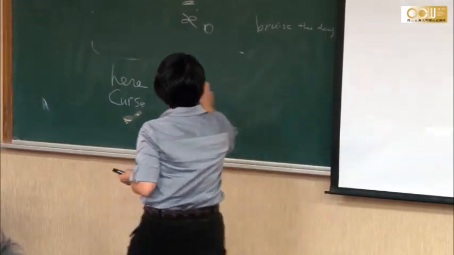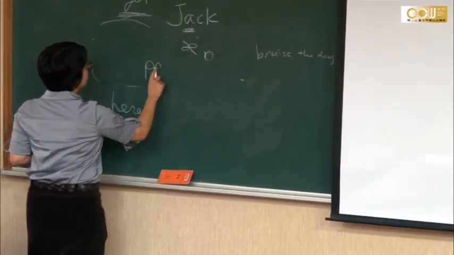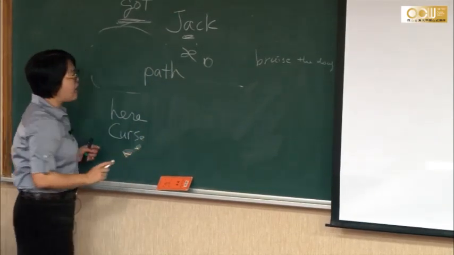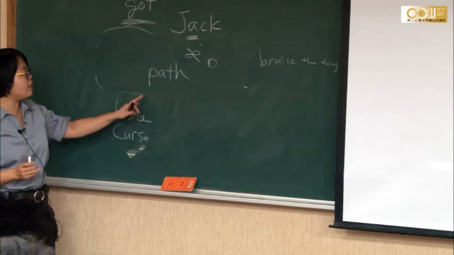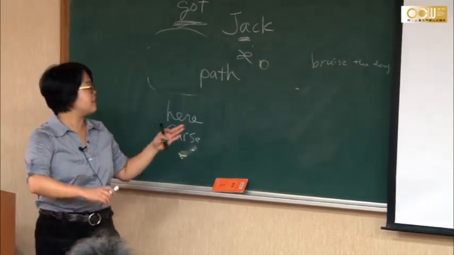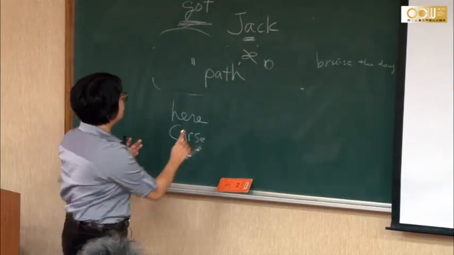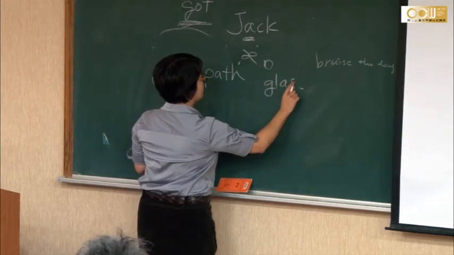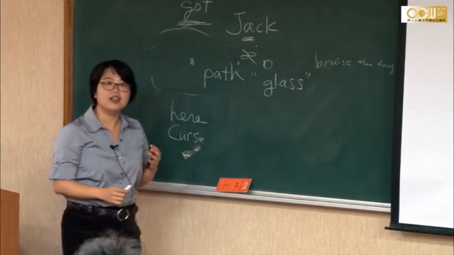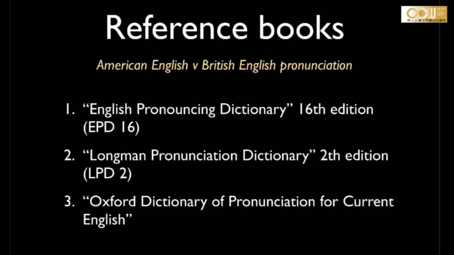Later we will learn there are some words in British English where you simply convert the vowel to a different quality. So how would a person with a British accent pronounce this? Yeah, it's path. Path. And then glass. So if you want to master a British accent, you need to look into the dictionaries and see which words have this sort of pronunciation and make sure you get that right. Then you can start your British accent practicing.